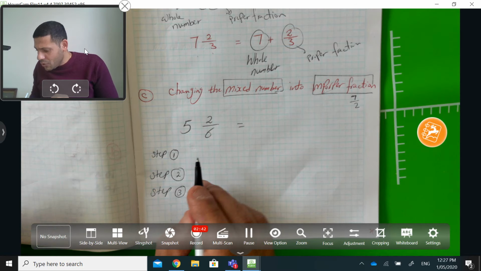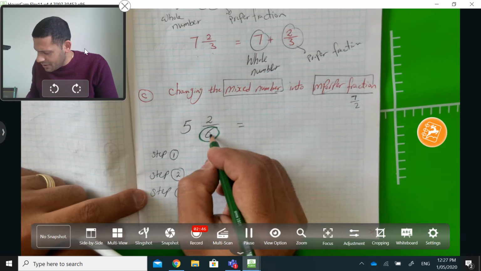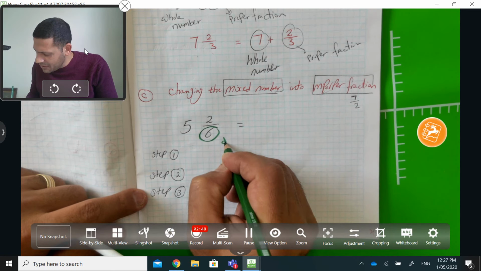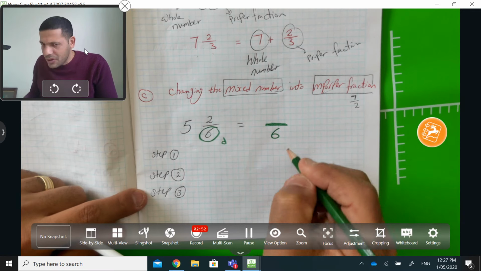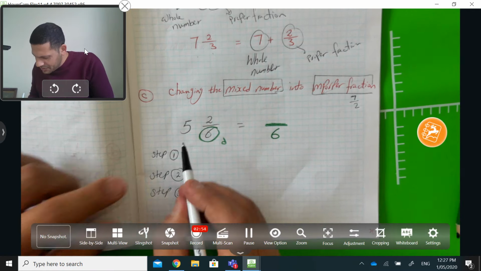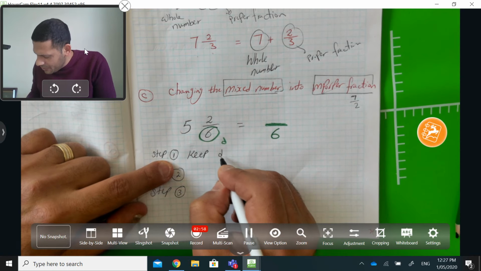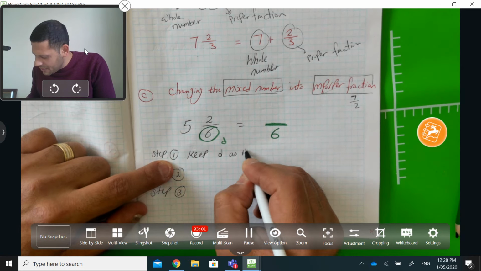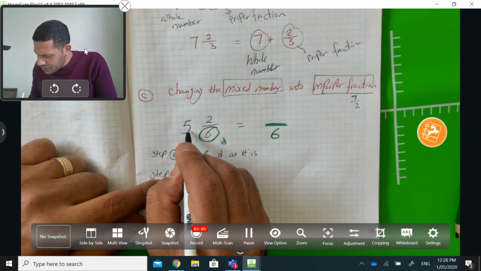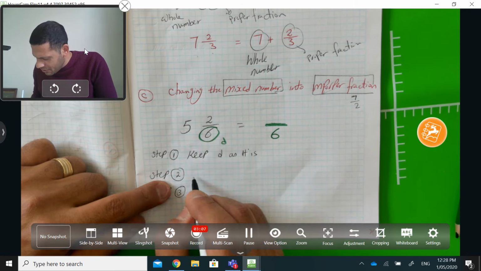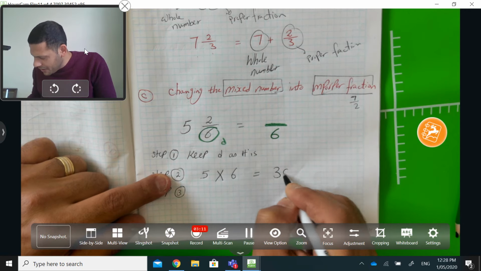Step 1, we keep the same bottom number. So circle it, which is the same denominator. So put a fraction here, guys. Keep 6 as it is, do not change it. So step 1, keep the denominator as it is. Step 2, multiply the whole number 5 times 6. So we multiply 5 times 6, which equals 30.